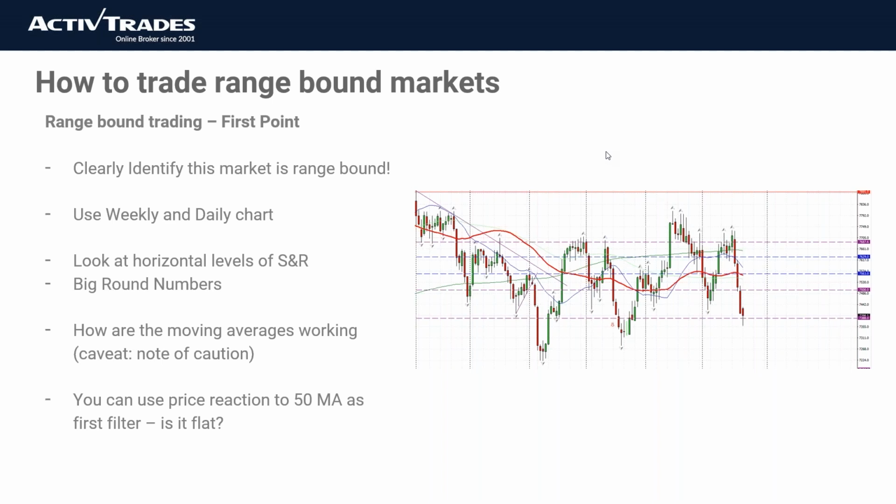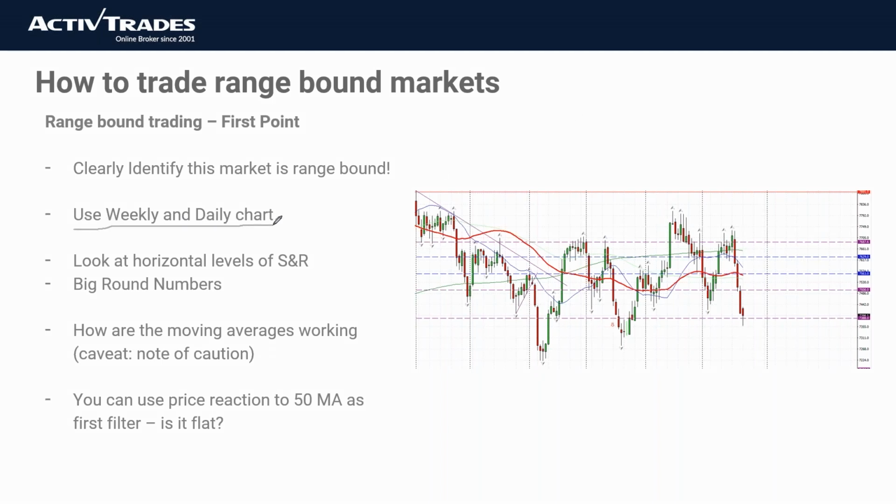So that's all well and good, but let's start to look at, okay, if we're going to do some range bound trading, how do we do it? What do we need to be aware of? What do I need to make sure is in my checklist? So, not unsurprisingly, the first point: clearly identify that this market is range bound. Yeah, that is quite self-explanatory. But how do you actually do that?